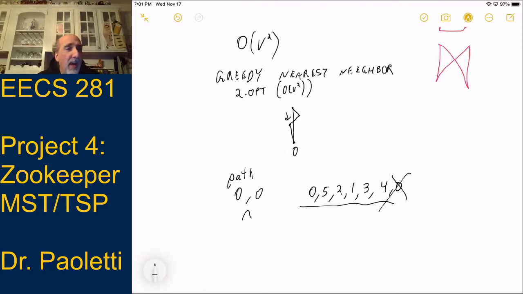There's also a link in the project spec to a demo that I recorded a few semesters ago of running in MATLAB. It actually visually shows you greedy nearest neighbor in action and 2opt shortening its path. So if you want to, you can look at that video also, but you don't have to.